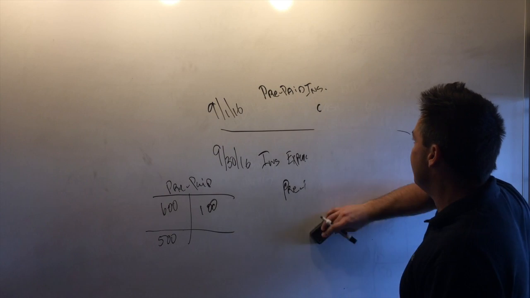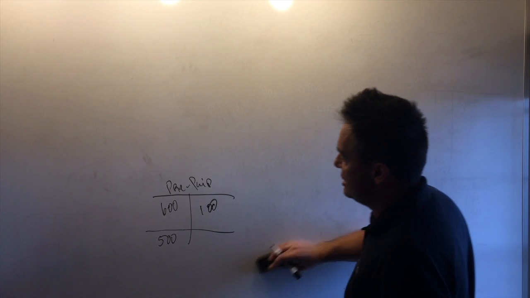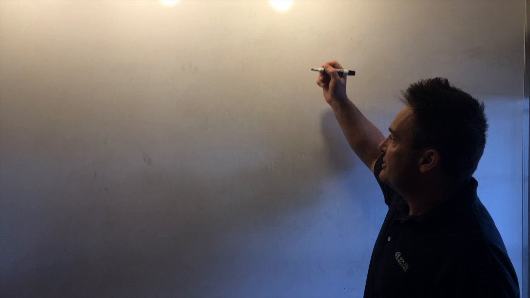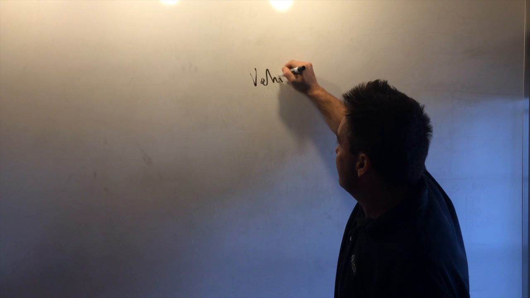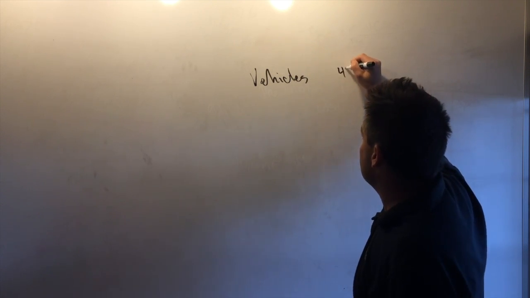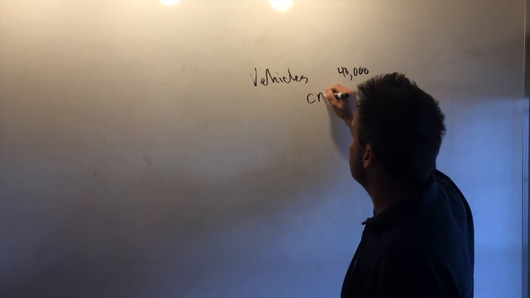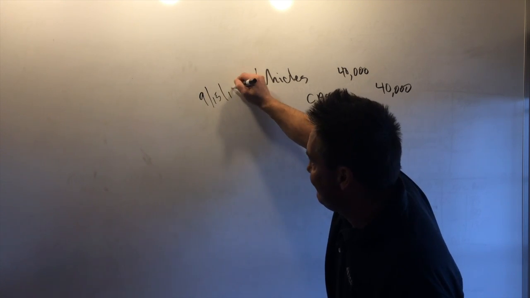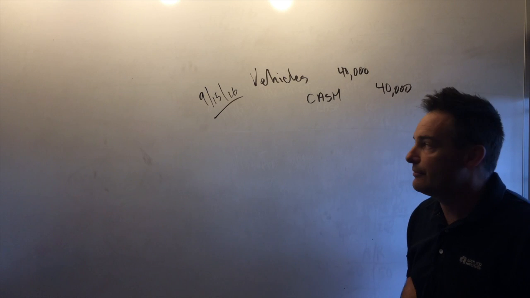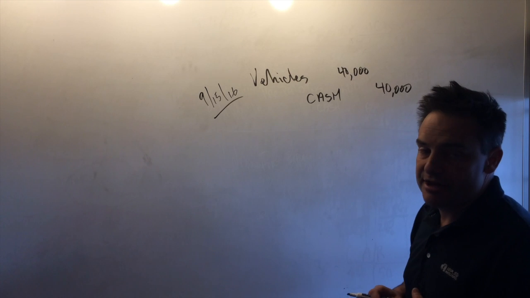Finally, a very common adjusting journal entry is depreciation. Depreciation is a little bit different in the sense that, let's say we bought a vehicle for $40,000 and we paid cash for it. We would debit vehicles for $40,000 and credit cash for $40,000. This would have been done whenever we bought the vehicle. Let's say in the middle of September, on the 15th, you go out and buy the vehicle, and you do that journal entry.